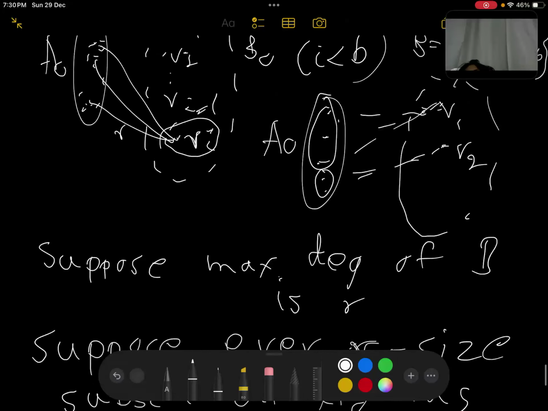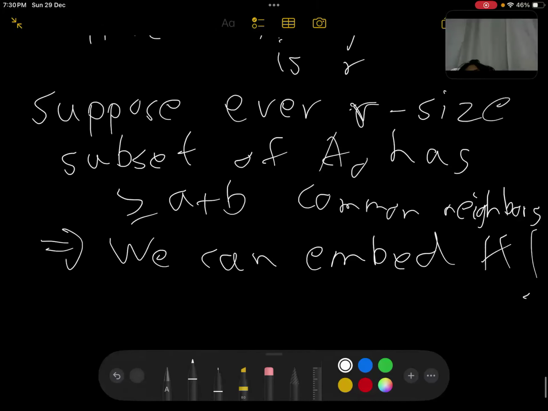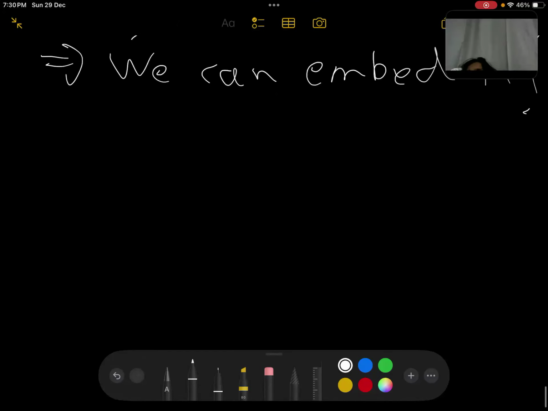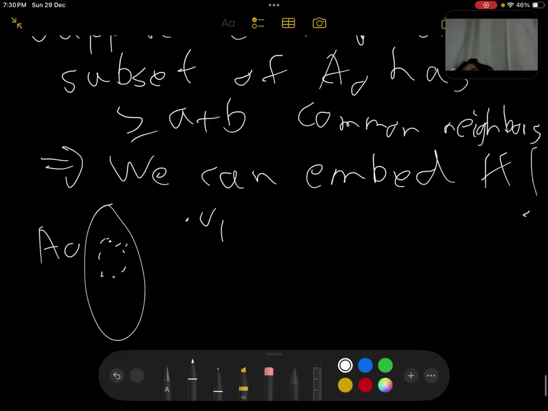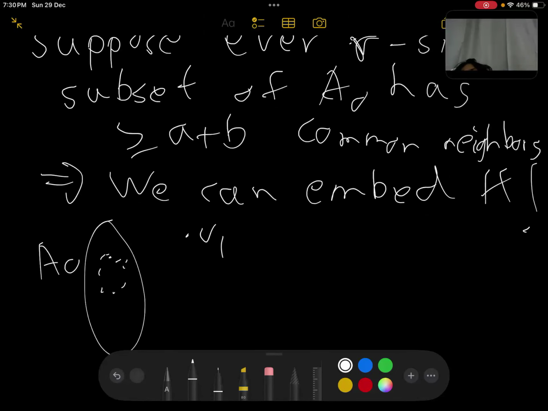Why is that? Well, we follow this process again, that you have got A0. We try to embed V1, let's say. We look at the set of neighbors of V1. That is a subset of size at most R. That has at least A plus B common neighbors from this. So it must have a common neighbor that's outside of A0. Otherwise, it will have at most A common neighbors. So we can find such a neighbor V1, and we have found our V1. We have started our B0.